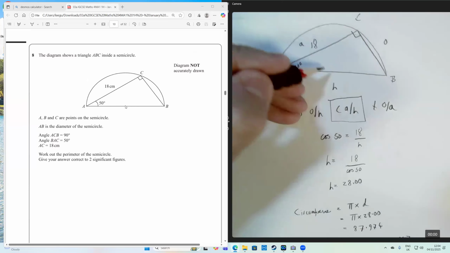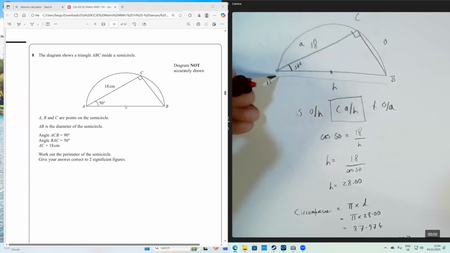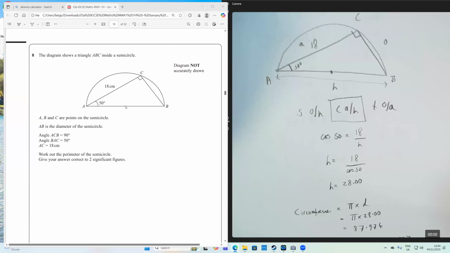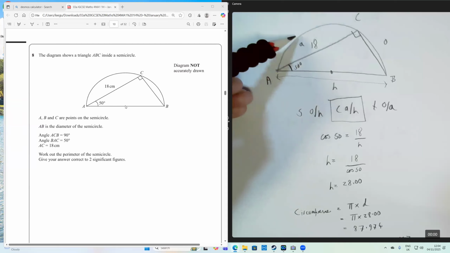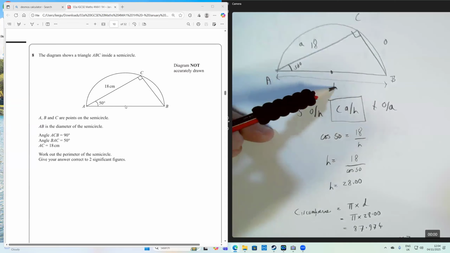Well, the first thing is we could really do with knowing what the length AB is, the diameter. And because we've got a right angle triangle, we could do SOHCAHTOA. So we're going to label the sides in order to work out the hypotenuse. So we've got this side here. If we're going from this angle, then that side is our adjacent, that side is our opposite, and that side is our hypotenuse.